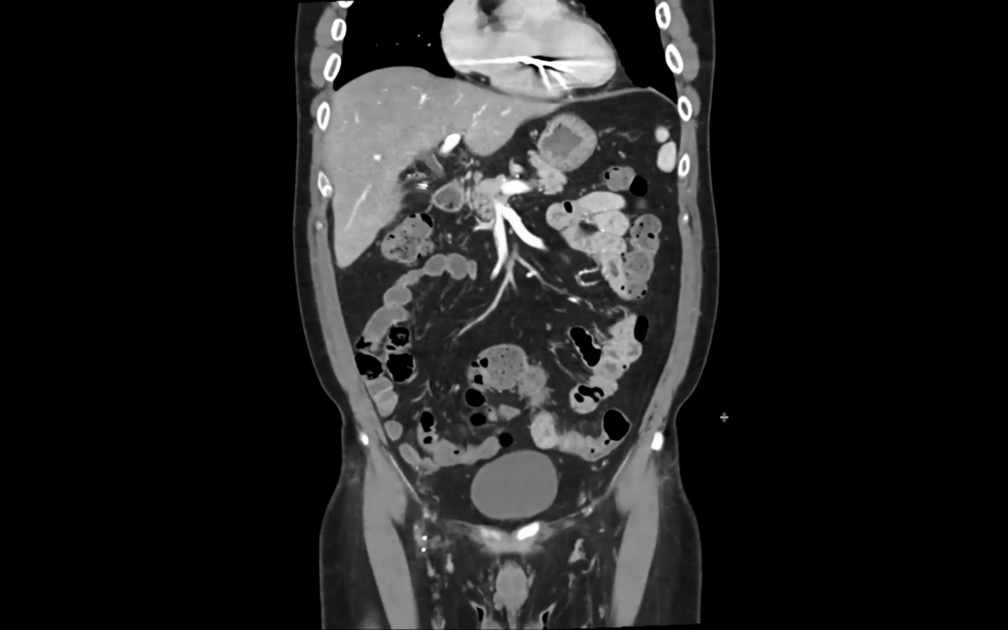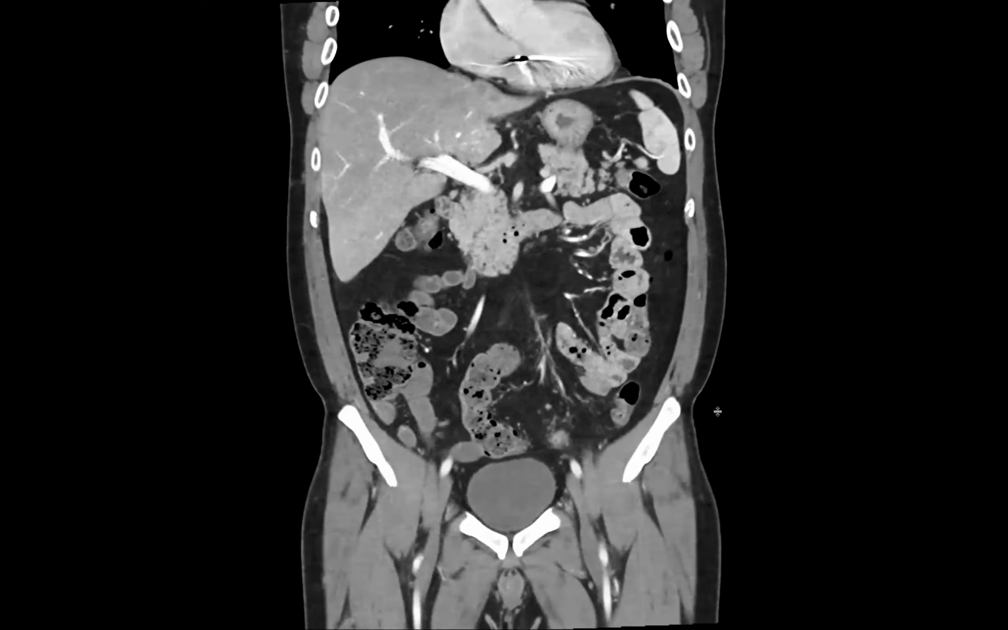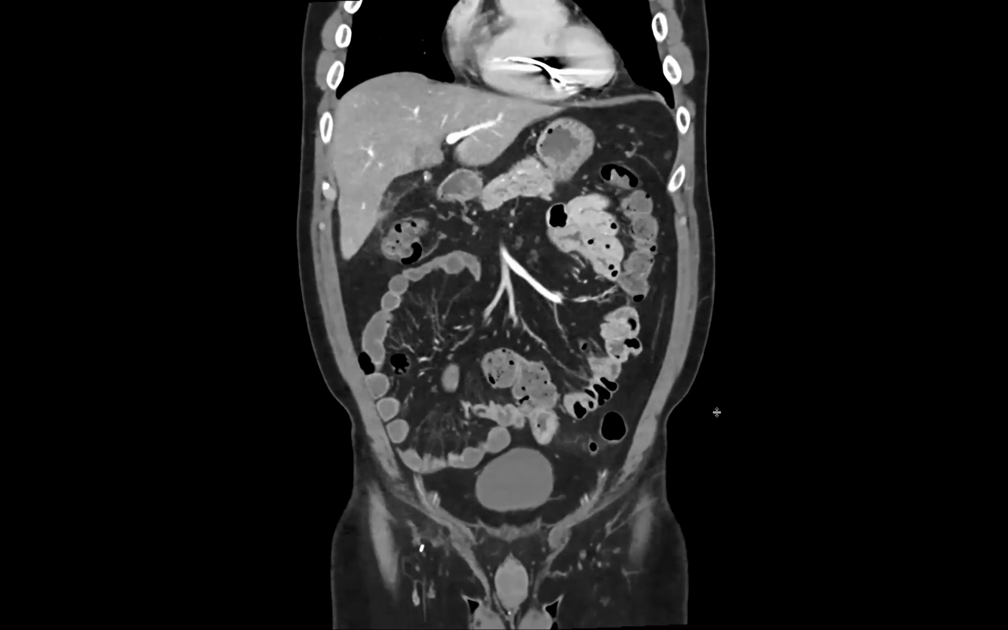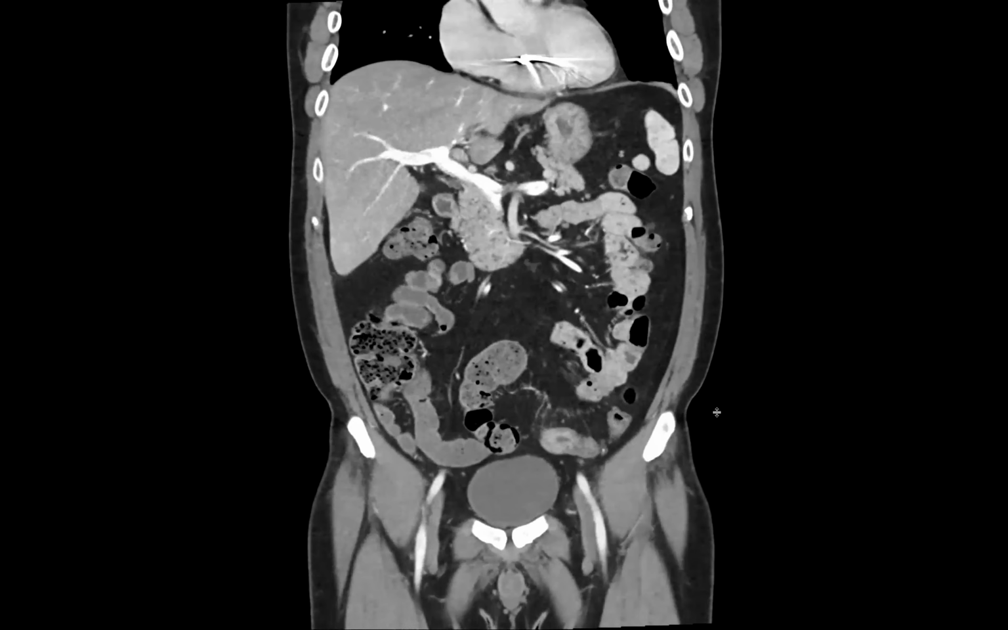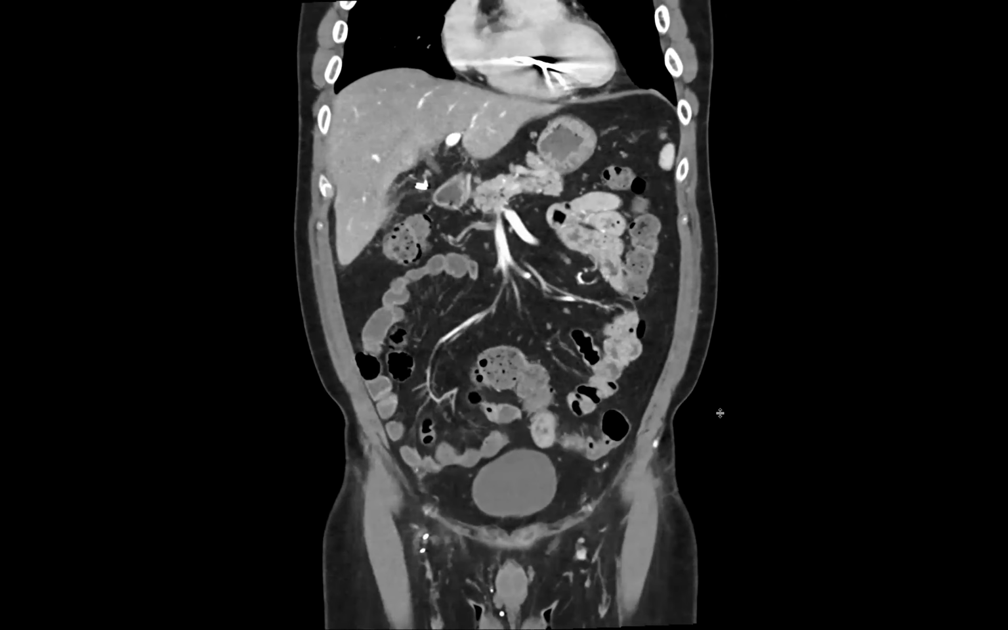The clips do not look like they've migrated into the CBD, good. And they look like they're in appropriate position. Perfect. I don't see a biloma or fluid collection, and I don't really see much biliary dilatation. Good.